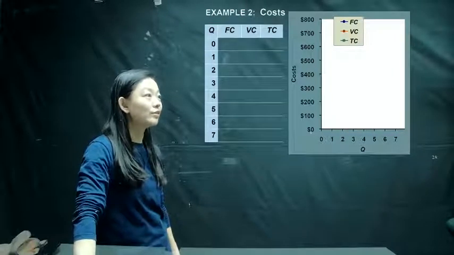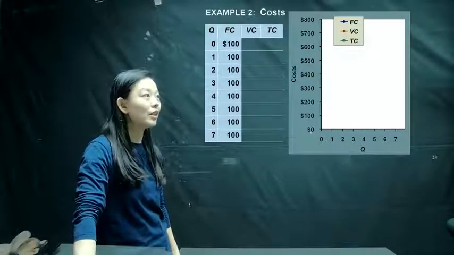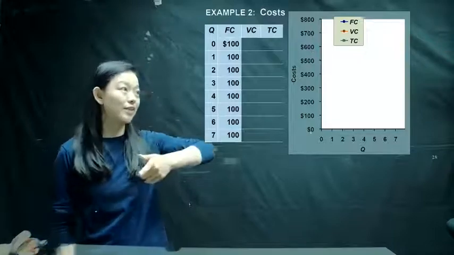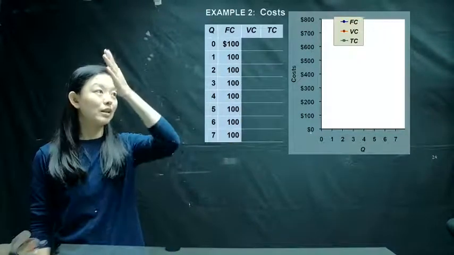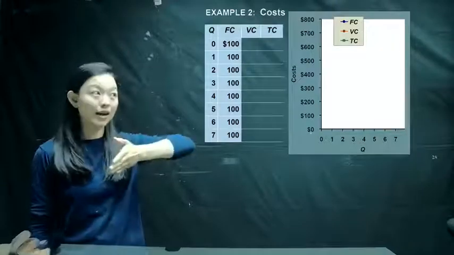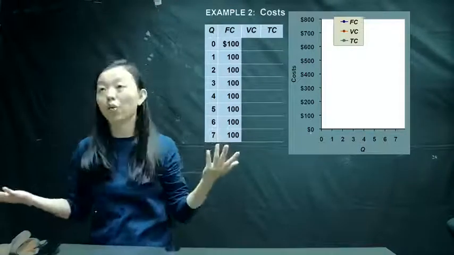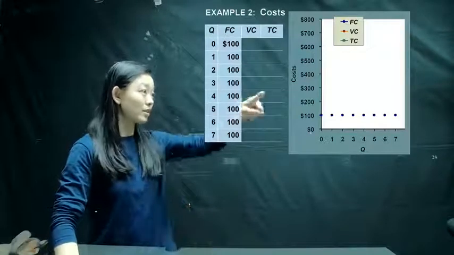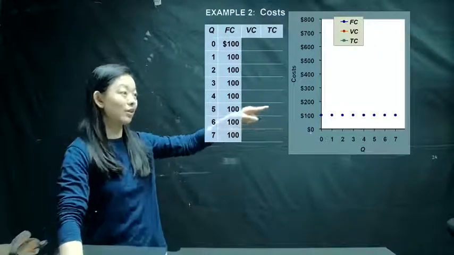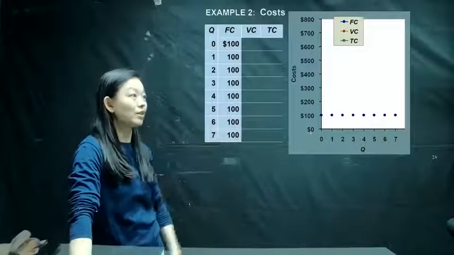Now from here, you can see we have the fixed cost, right? In the example shown, in the first column, the output is 0, and then the fixed cost is always 100. So you can see here we get the fixed cost line, the dots here.